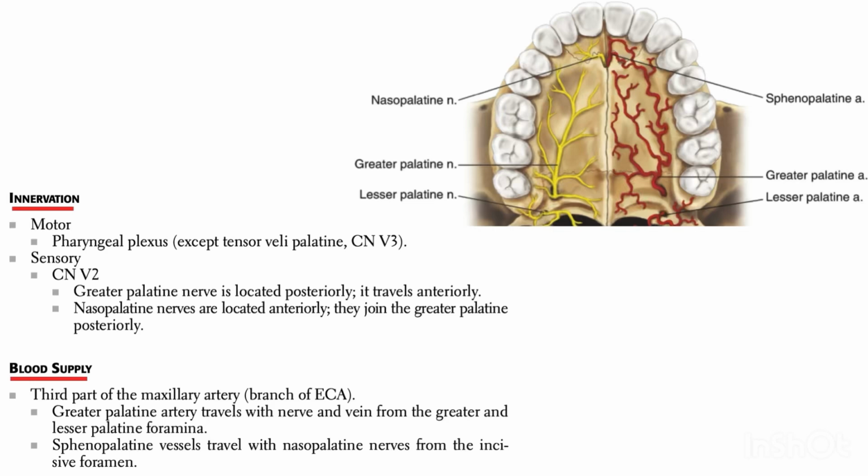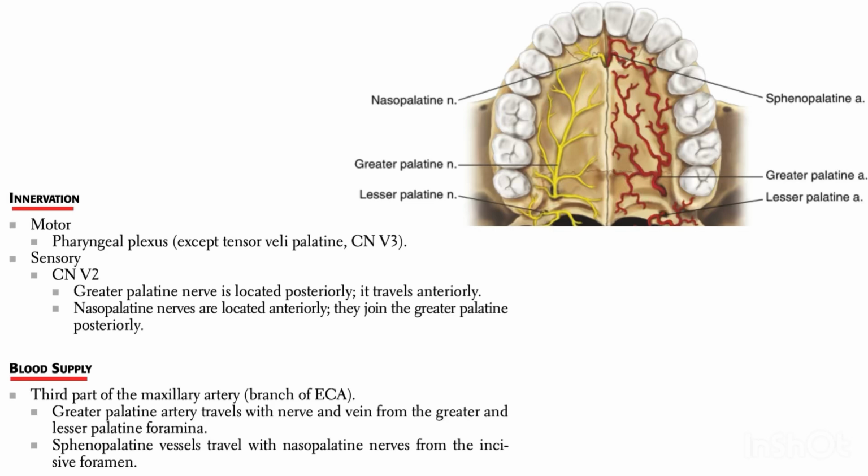Blood supply of the palate is through the third part of maxillary artery. And we know maxillary artery is a branch of external carotid artery. Now which branches of maxillary artery? So greater palatine artery, it will travel with the greater palatine nerve and vein from the greater and lesser palatine foramina. And the sphenopalatine vessel, it will travel with the nasopalatine nerves from the incisive foramina.